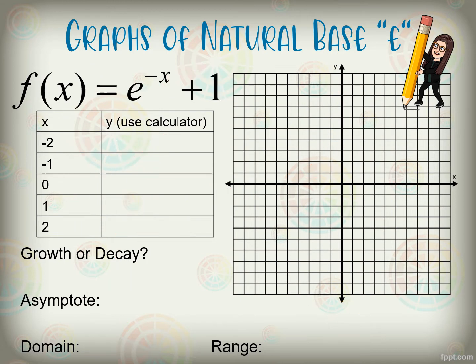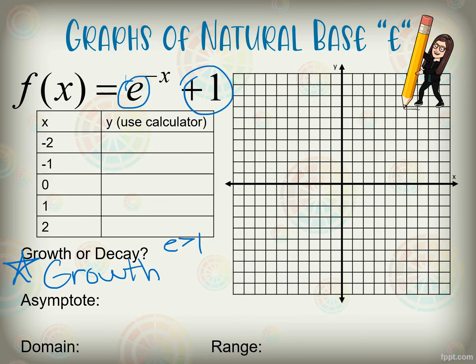Let's try one more. This one tends to throw students off, so let's talk about it. First of all, I'm going to go backwards. Growth or decay? My base is still e. E is greater than 1. This is going to be growth. Put a star by that, because this is where it's going to look weird. My asymptote, well, if I have a +1, guess what? It's going to be 1. My domain, I'm going to make an assumption. It's going to be negative infinity to infinity. And for the range, let's actually wait a second.